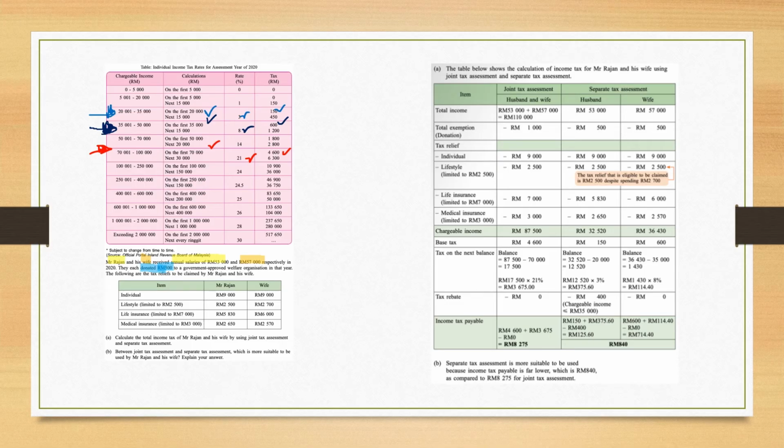Now, this is the most crucial detail. Don't forget to do this last step. You have to add both your 125 ringgit income tax payable from your husband and the income tax payable for the wife, and add them together to get 840 ringgit right here. You do your calculation, right? There you go, 840 ringgit, as you can see. So don't forget this step, very crucial. You need to calculate the final income tax payable. For separate tax assessment, you calculate both husband and wife, and add them together as well.